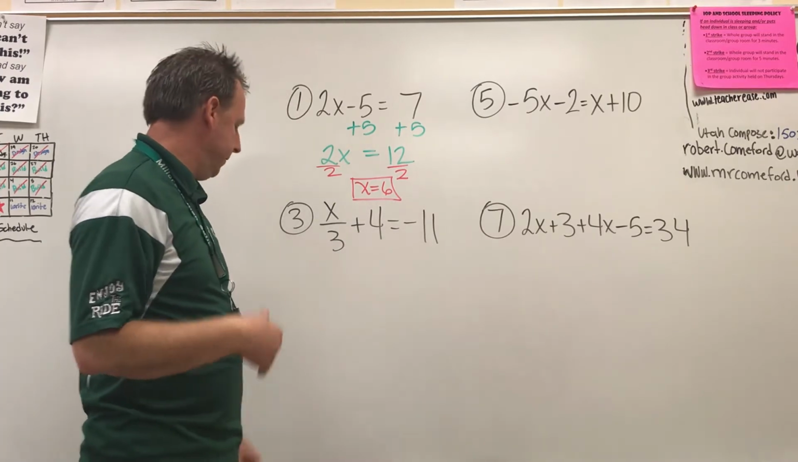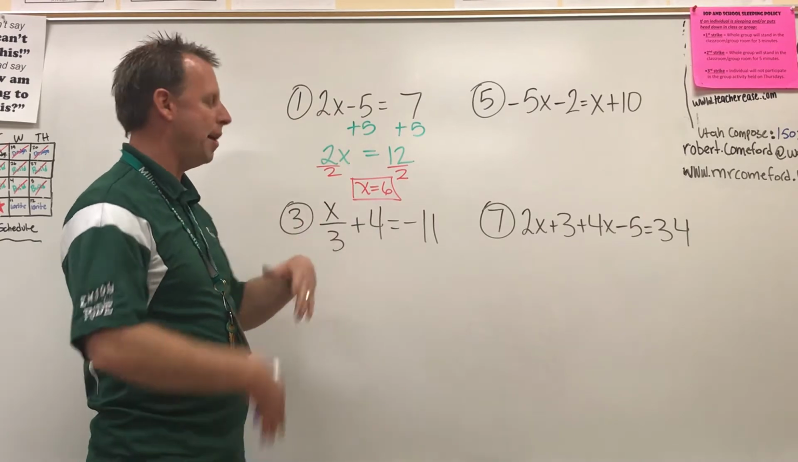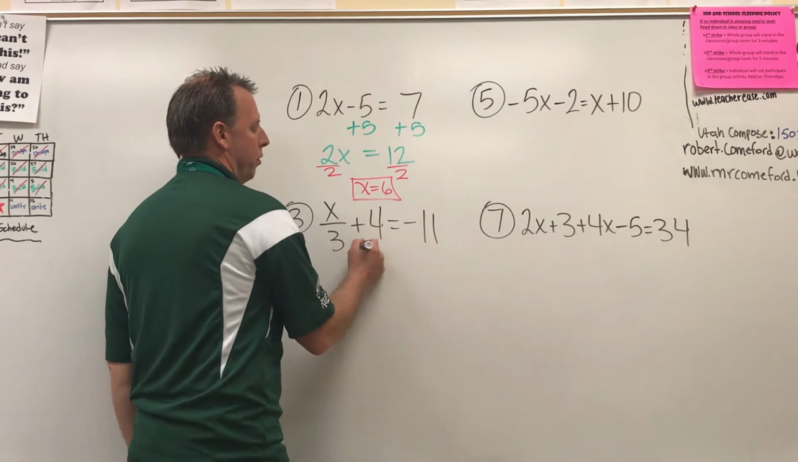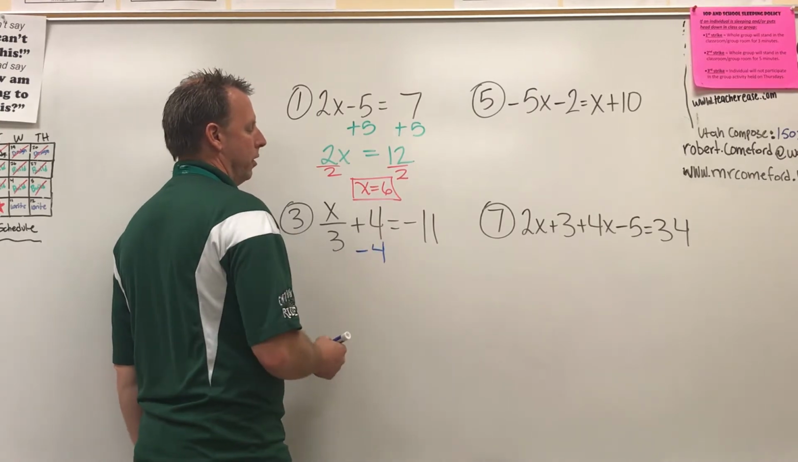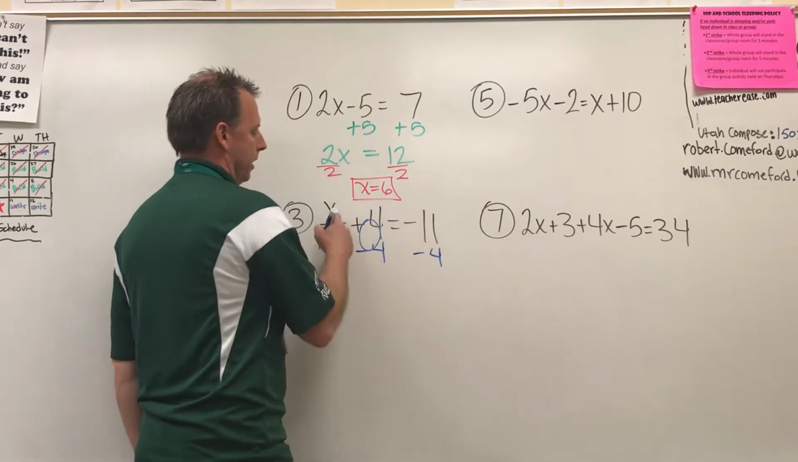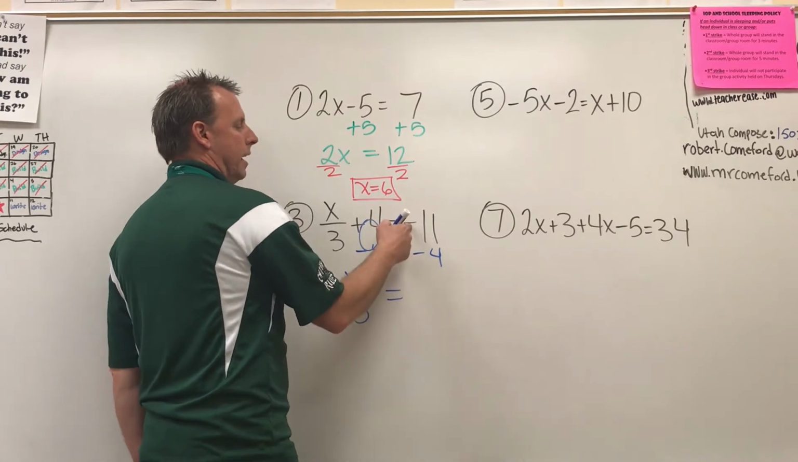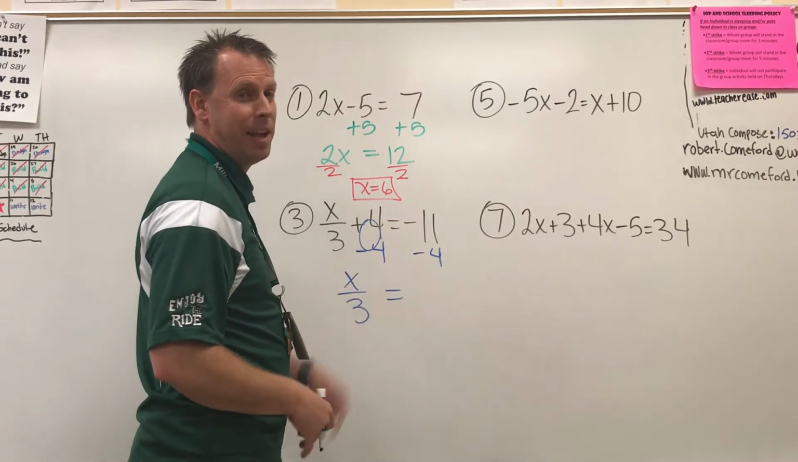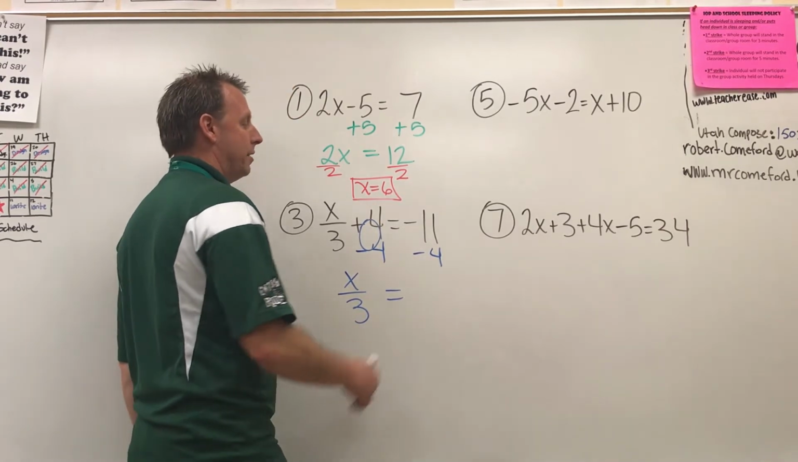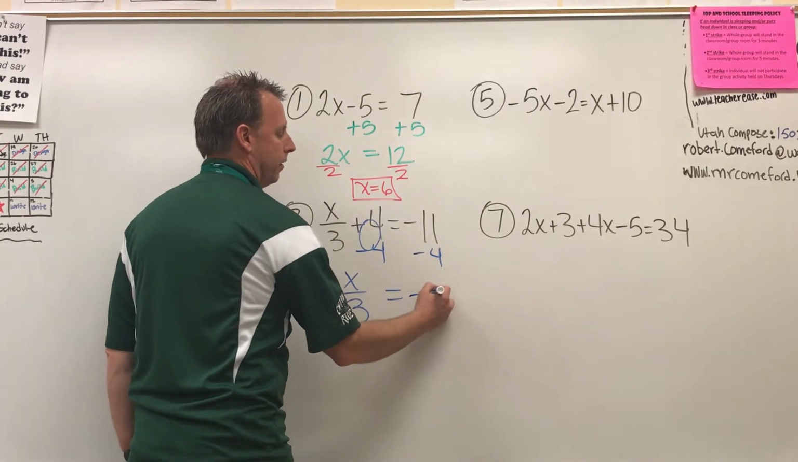Problem number 3 is very similar. Instead of this times step here, we have a divide step, but really it looks the same. We're going to start with our add subtract part. We're going to get rid of this plus 4. Opposite of plus 4 is to subtract 4. If you do that to one side, you got to do it to the other. End up with x divided by 3 equals negative 11 and another negative 4. I lost 11, I lost 4, I lost a lot. I'm going to add those up and then see how much I lost. 11 plus 4, 15, negative 15.